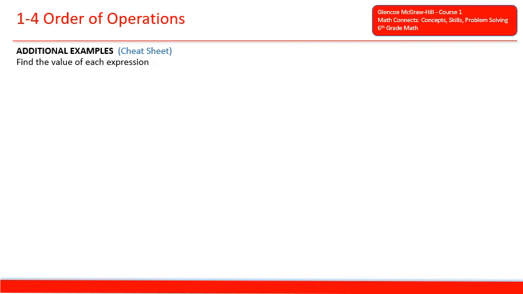Additional examples. Find the value of each expression. 30 minus 10 plus 9. So PEMDAS, no parentheses, no exponents, no multiplication and division, but there is addition and subtraction. Remember, addition and subtraction we address at the same time, and left to right takes priority. So 30 minus 10 is 20 plus 9. And then we can do 20 plus 9 is 29.